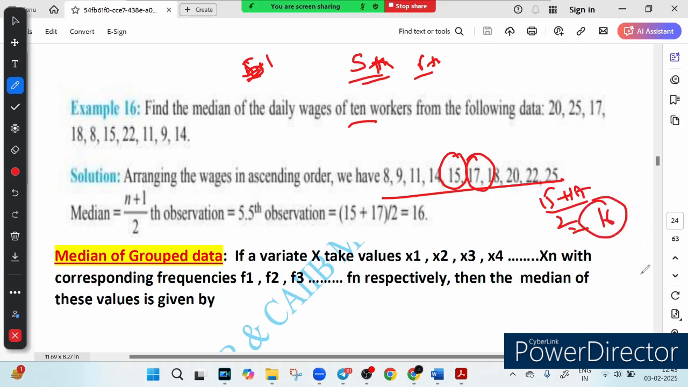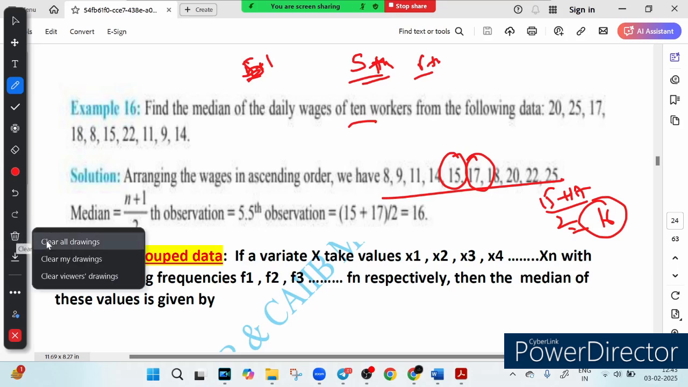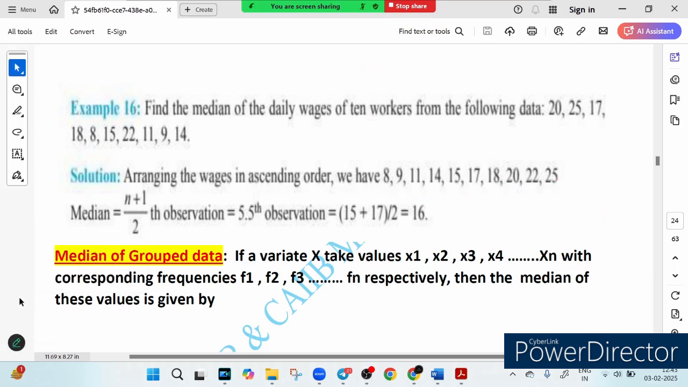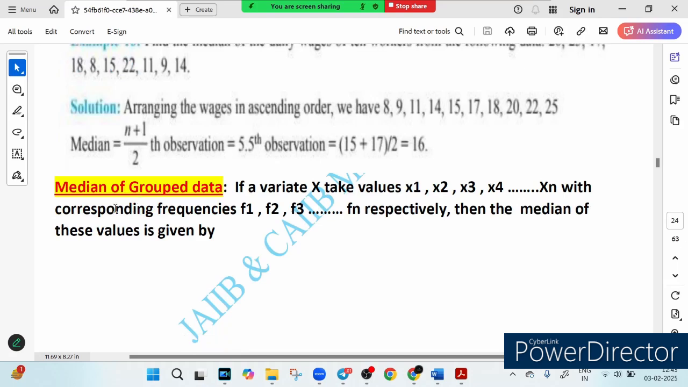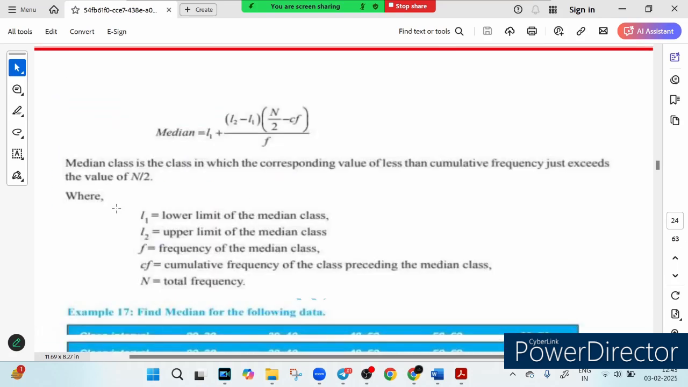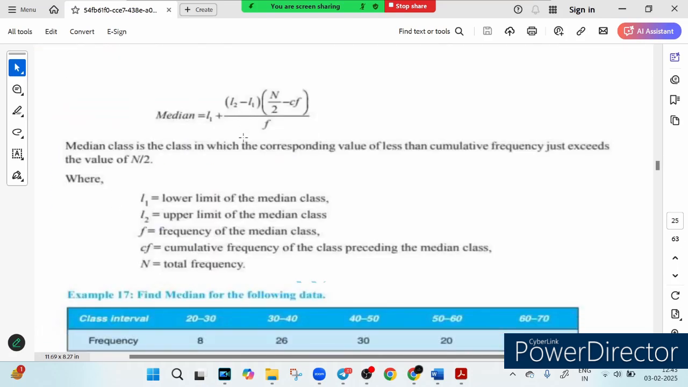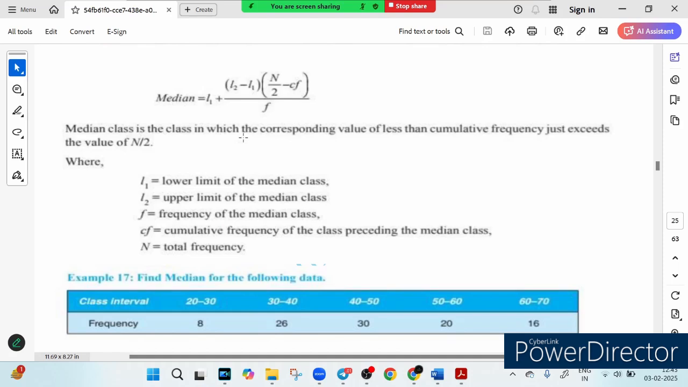Is it clear how to go about finding the median of ungrouped data? Right. We have talked about finding the median of ungrouped data. For finding the median of grouped data, we will discuss it in the next session, because it is a little bit complicated formula. We will discuss every part of this formula in the next session.